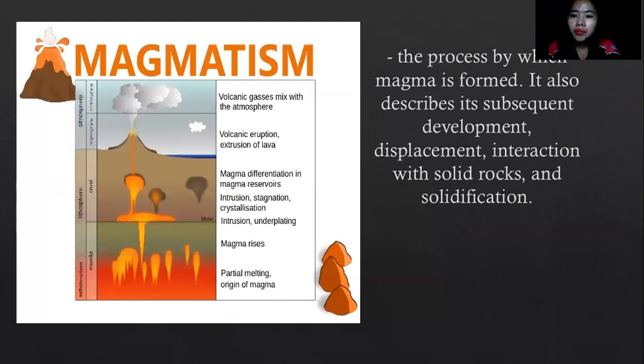So magmatism is a process by which magma is formed. It is also described as a subsequent displacement interaction with solid rock and solidification. So there is a melting of magma, and also that is the reason why nabuo ang volcano. So just like Camiguin Island and Hawaii, so Hawaii is a hotspot, while Camiguin is the product of a volcano. So, nagkaroon ng Camiguin Island dahil sa rising of volcano. After it erupts, so it starts na tumira yung mga tao doon. But until today, meron pa ring bagong volcano sa Camiguin.